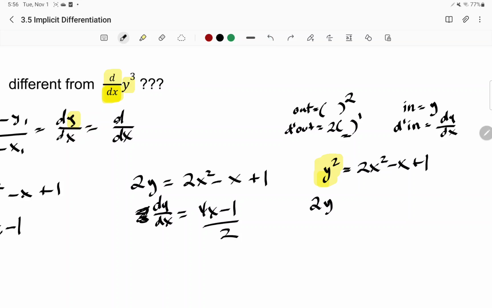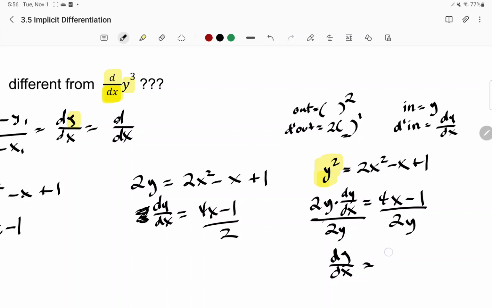It can be confusing because it could look like y prime, times dy dx is equal to 4x minus 1. All right, so now that's the derivative, but we have to solve for dy dx, so we're going to divide out that 2y. So when we do that, that gives us our derivative is equal to 4x minus 1 all over 2y. And then that is the equation for the derivative.